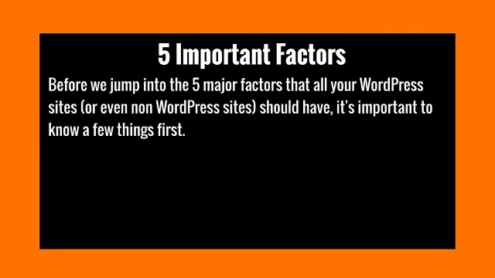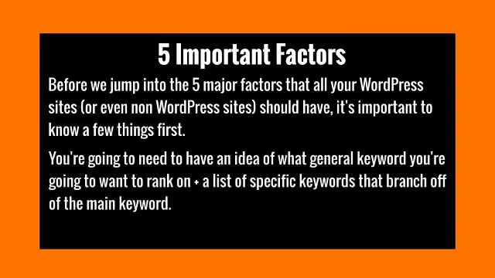So before we jump into the 5 factors that your WordPress site should have, or even your non-WordPress site should have, which they'll definitely work on those too, it's important to know a few things first. So you're going to need to have a general idea of, number one, the general keyword that you're going to want to rank on, and number two, a list of specific keywords that branch off of that main keyword. Now don't worry if you don't have that now. I'm going to give you a step-by-step technique that will help you figure that out.